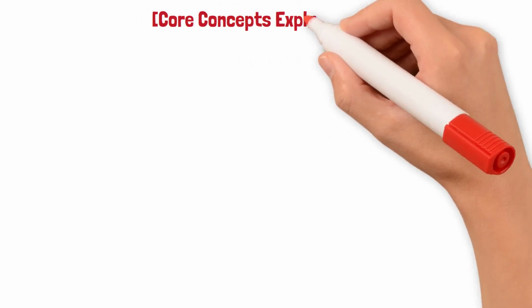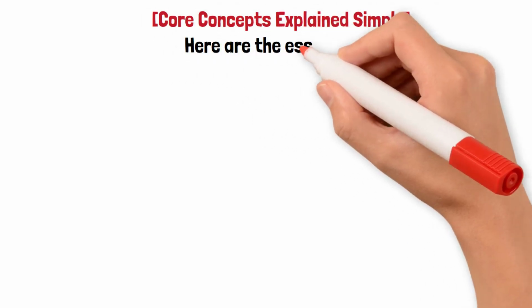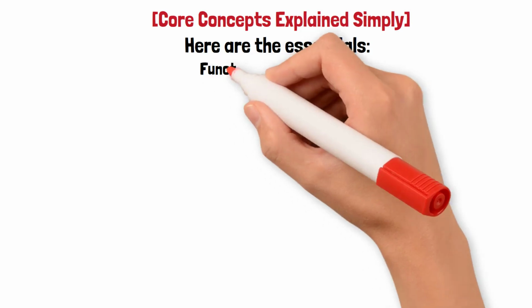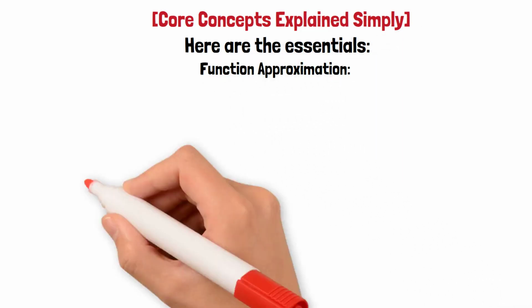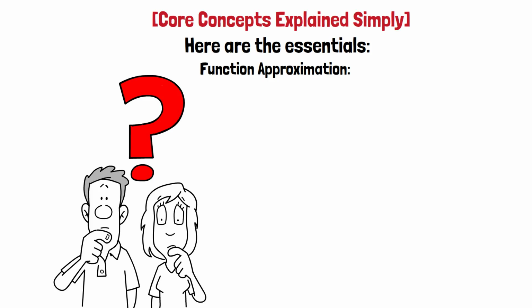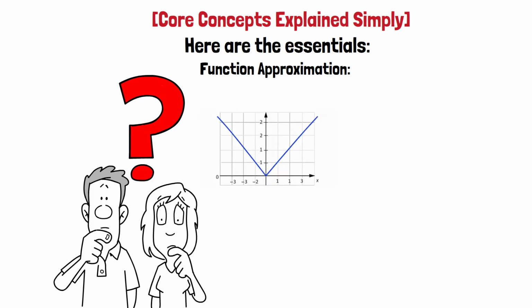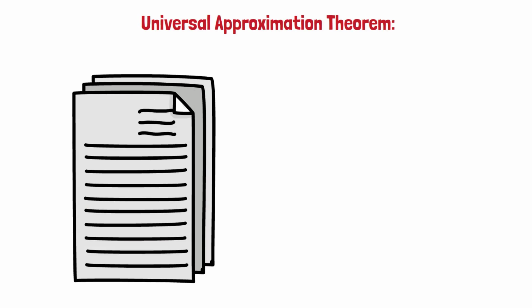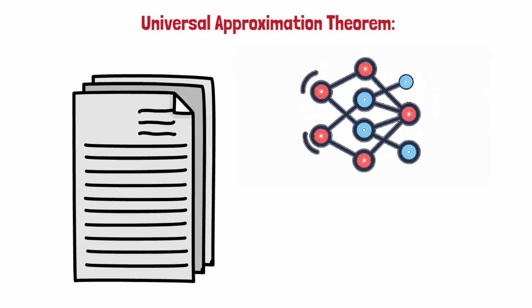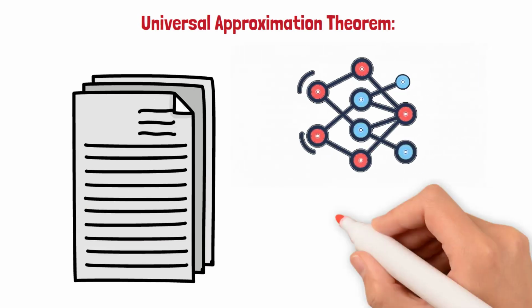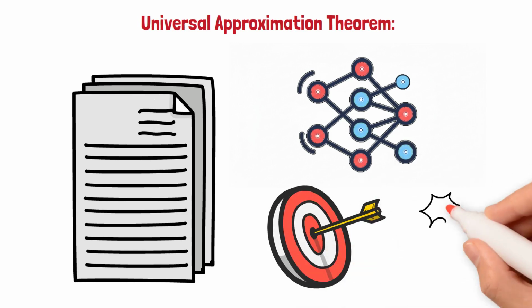Core concepts explained simply. Here are the essentials. Function approximation. Approximation theory studies how well complex functions can be represented by simpler families of functions, polynomials, trigonometric series, or neural networks. Universal approximation theorem. One of the most famous results states that even a single hidden layer neural network can approximate any continuous function to arbitrary accuracy, given enough neurons.